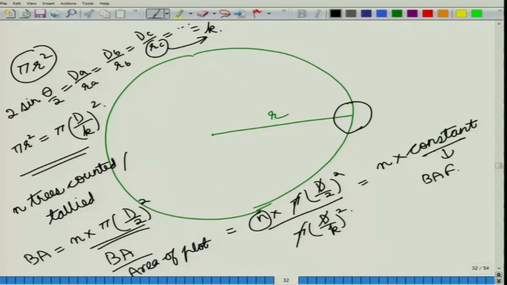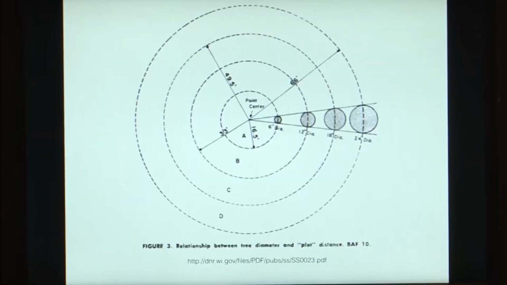So, what do we get here? If we have fixed this basal area factor, and basal area factor is fixed by this critical angle. So, once we have derived a basal area factor, if we multiply it with the number of trees that are tallied, we will get the total basal area of the stand per hectare. So, now looking at the slides, in this figure we are seeing the relationship between tree diameter and the plot distances for a fixed basal area factor. So, here also if we have fixed our basal area factor, we have fixed our critical angle, and all these trees will be counted.